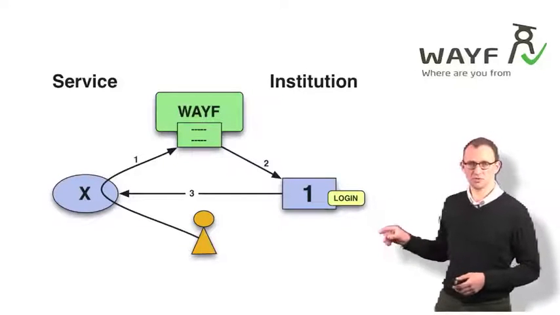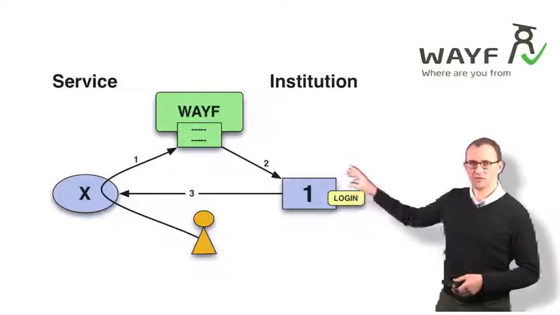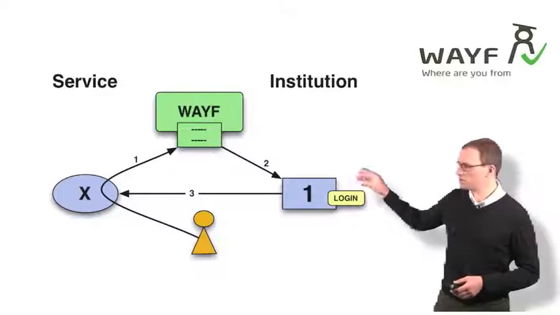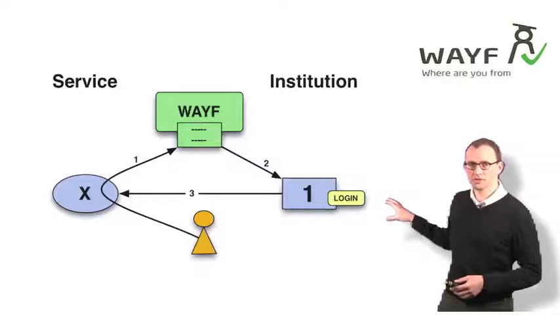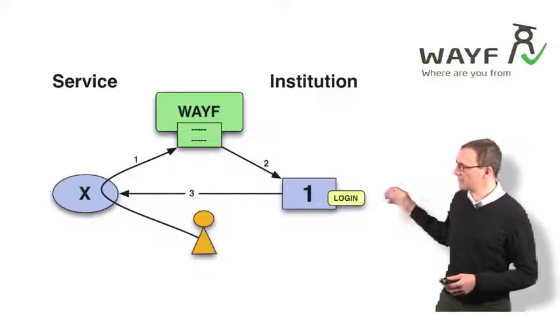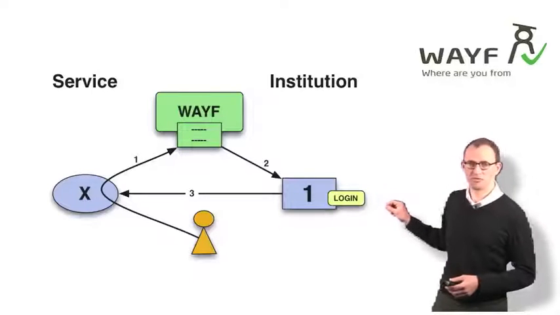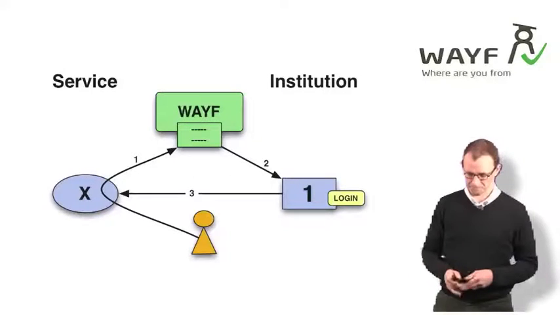So you as a user use your browser. This is web-based. You go to a service. The service redirects you to a where are you from service. You choose where you come from. You go to your institution, the identity provider. You log in. The authentication takes place there. And the information about you is handed over from this identity provider to the service provider.